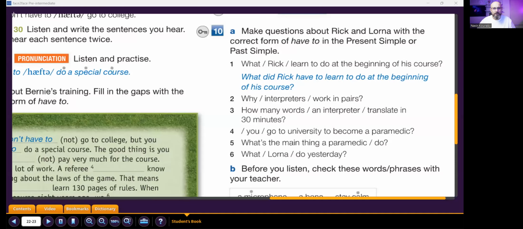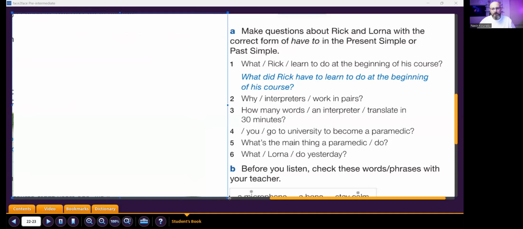We'll make a small whiteboard. Then we will write: question word, auxiliary, subject, have to, infinitive. Okay, so first of all, you need to know if the sentence is present or past. It's very important. Okay, guys. So now let's see. Let's make it a table.